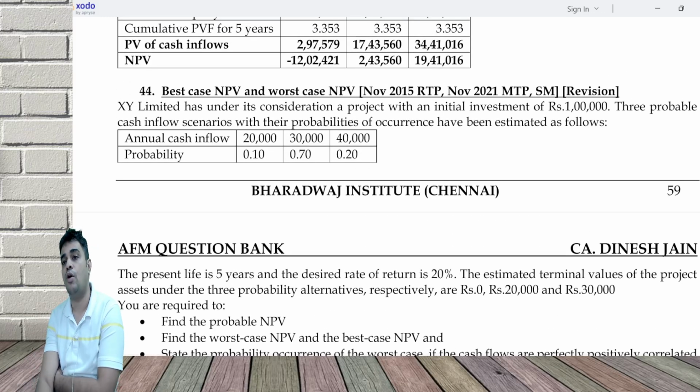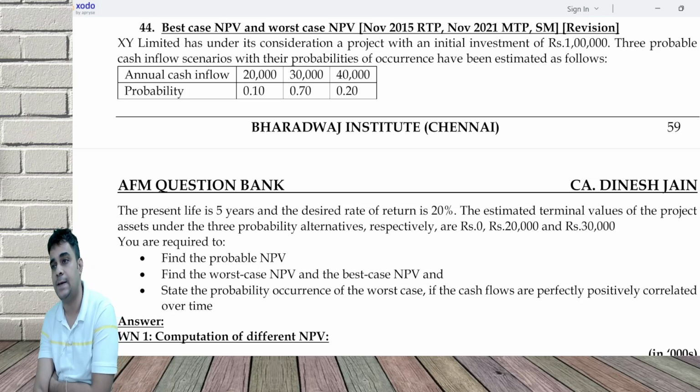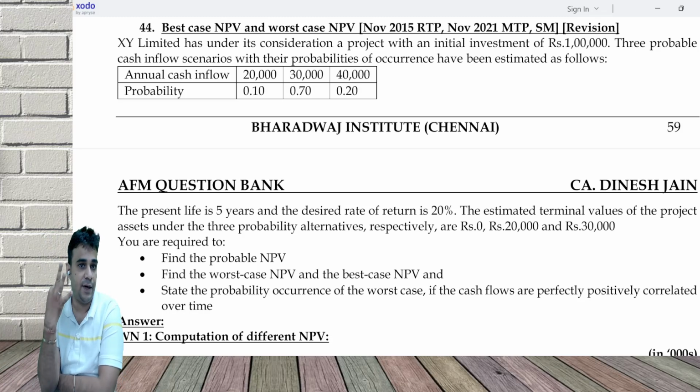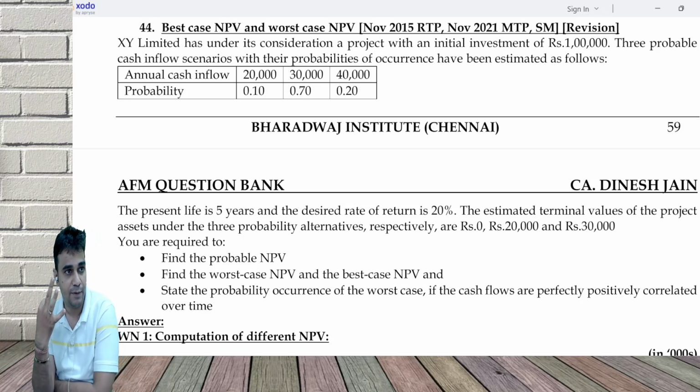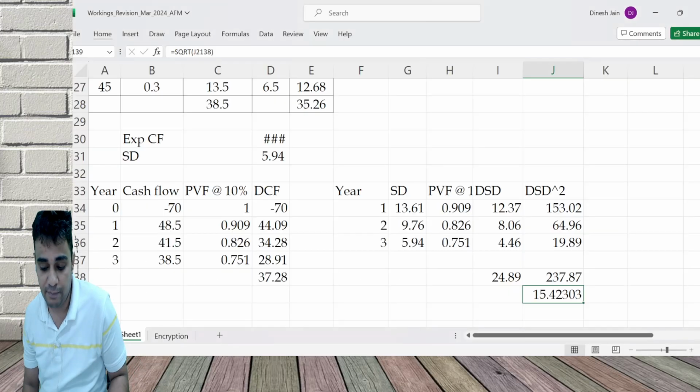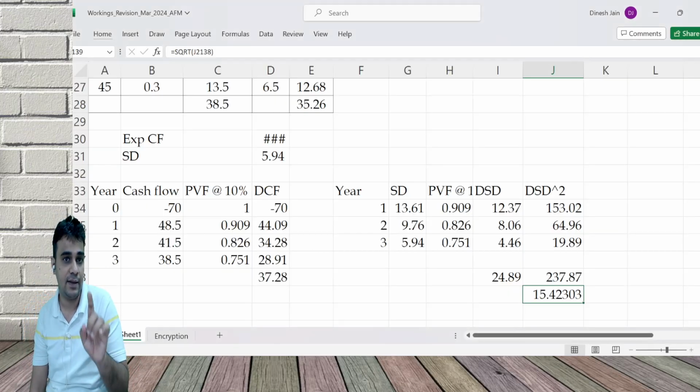Okay, this question also they have asked for best case and worst case NPV. Best case and worst case NPV, always you will have to do three different or four different NPV and then do a weighted average. I'll just summarize this part of it before I take a break.